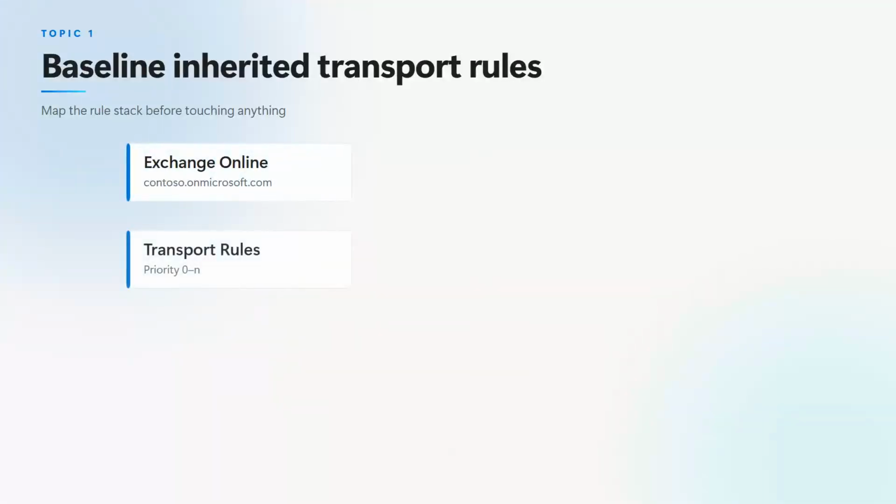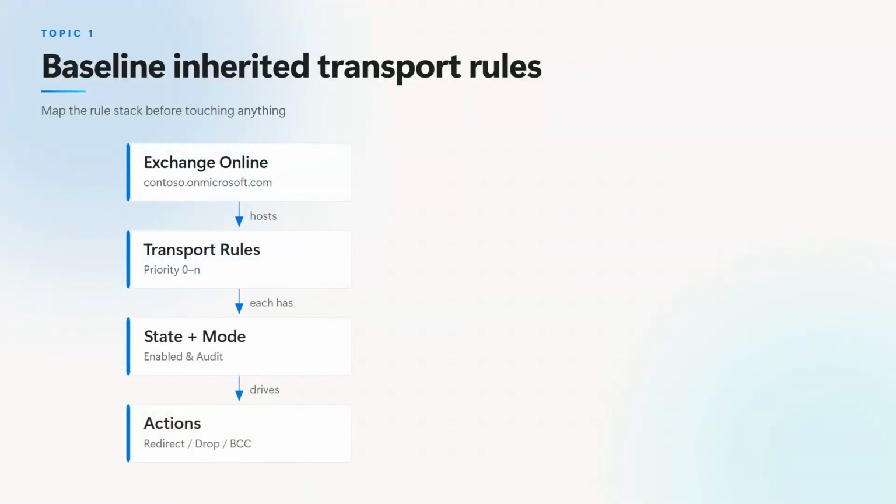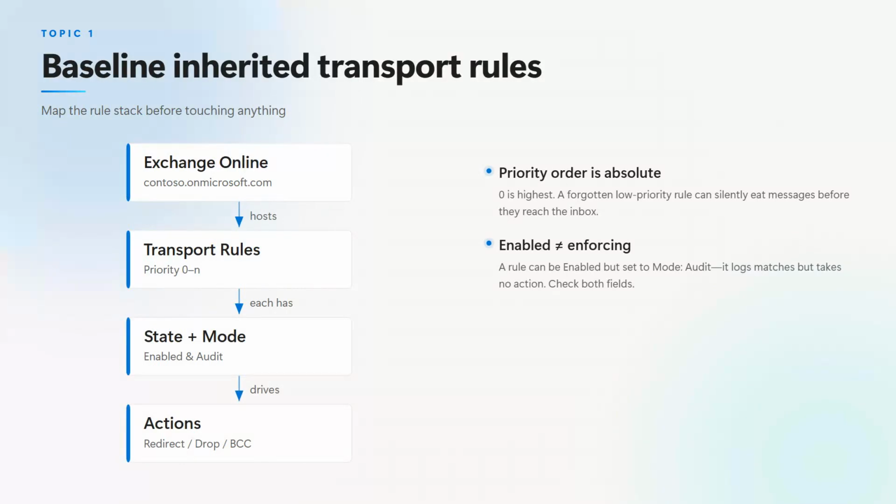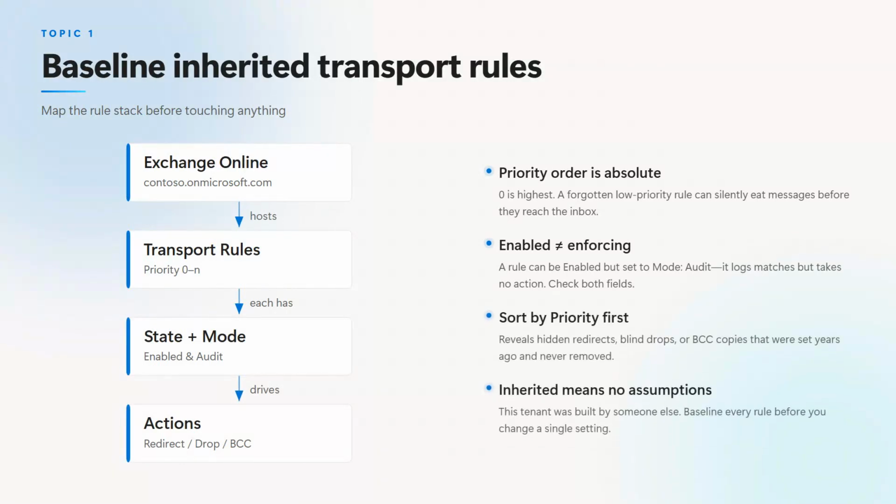When you inherit a tenant, you don't know what rules are already in the pipeline. Exchange evaluates transport rules from priority 0 downward, and a rule can stop processing on a match, so a low-priority rule you haven't seen yet can swallow mail before later rules ever fire. Worse, a rule can show state enabled but run in audit mode, which logs but doesn't enforce, so a quick glance at the state column can fool you into ruling out a real culprit. That's why we pull every rule, sort by priority, and inspect both state and mode before we change anything.